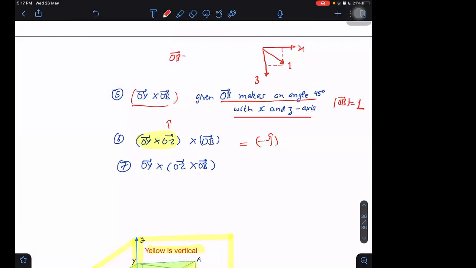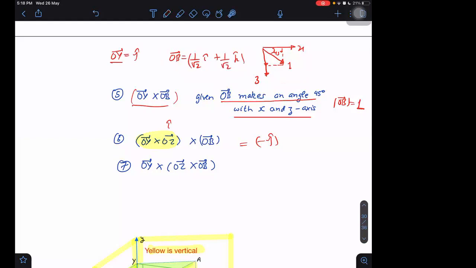I can write OB equal to 1 cos 45, that is 1 by root 2 along I cap, and along K cap also, plus 1 by root 2 along K cap. You understood? If I give this information, then we can write the vector OB. And what is the OY vector? The OY vector we can see from the diagram was nothing but J cap, if I take 1 unit only. Then I can now take the cross product here.